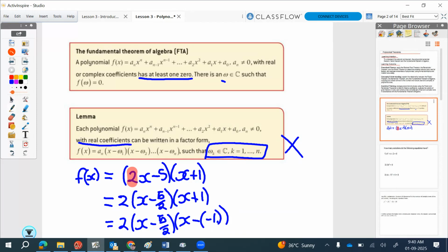So it says that any polynomial can be written out as a product of linear factors like this one. So once you find your root, it means you can write it in this format and it's going to be correct.